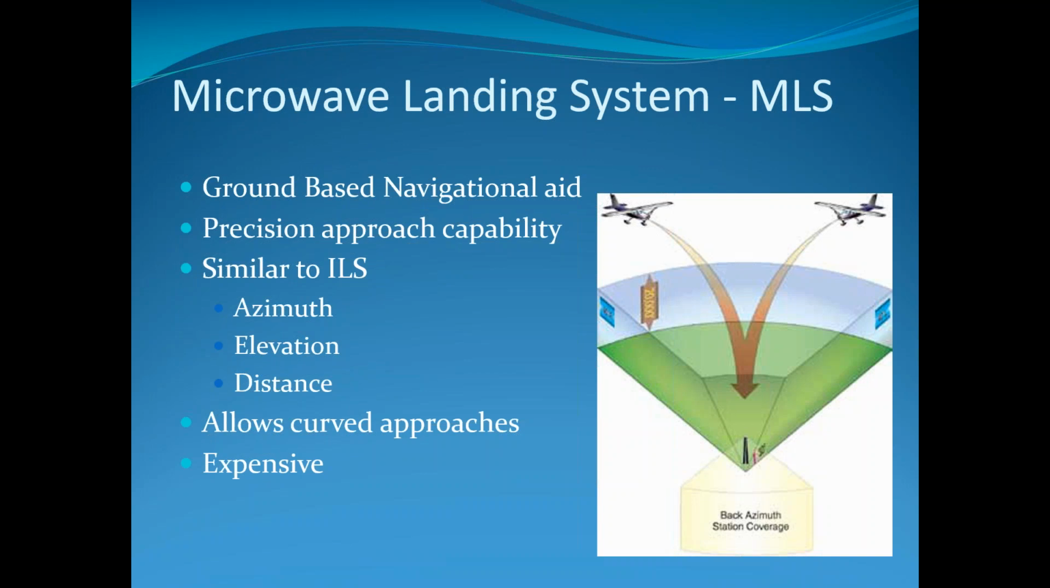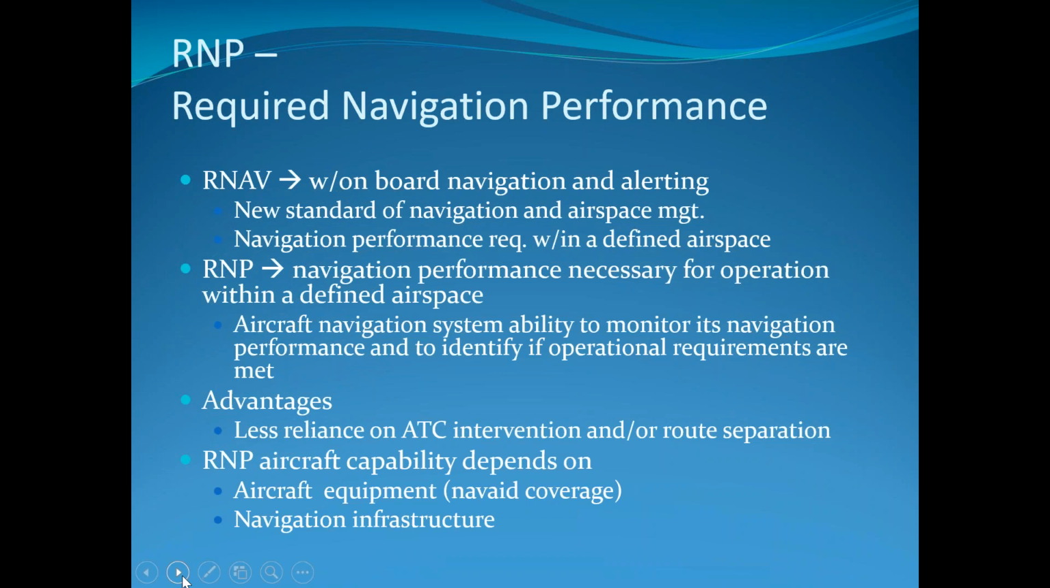So when you get asked the question, list a couple of different types of precision approaches, you can put MLS, or you can spell it out, microwave landing system. It's just similar to an ILS, just more expensive technology, and it allows for the curved approach path. And then you have RNP, which is a type of satellite navigation, except RNP is a precision approach using the satellite, kind of similar to the WAAS that we looked at earlier.